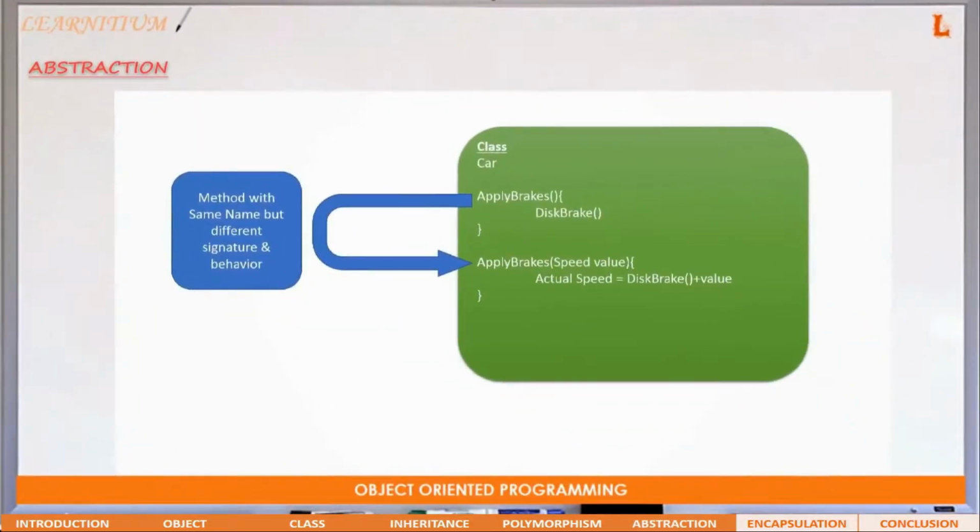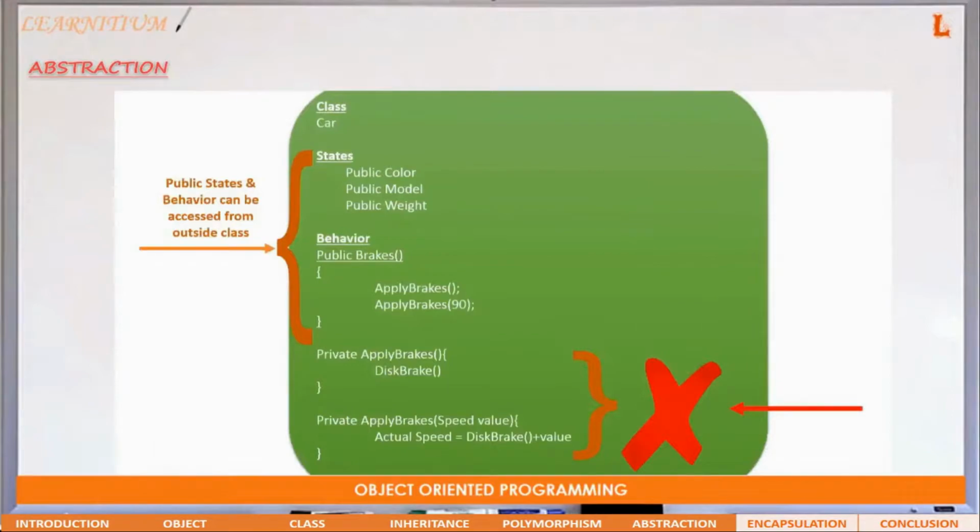The third concept of OOPS is abstraction. Sometimes it is required to hide certain states and behaviors of the class from the users for security purposes or to avoid bogging them down with unnecessary details, which is called abstraction. It is unnecessary for the user of the car to know how the brake function is applied internally. We can define these states and behaviors as private to the class, which we do not want others to access.